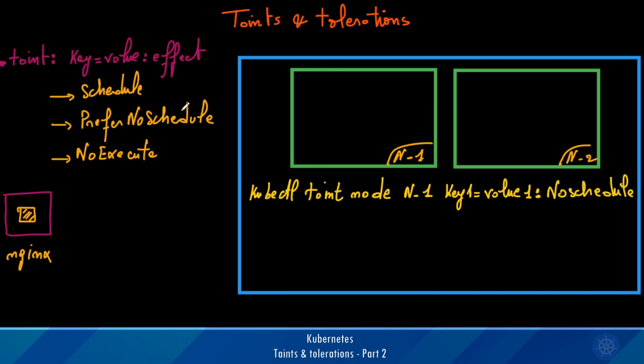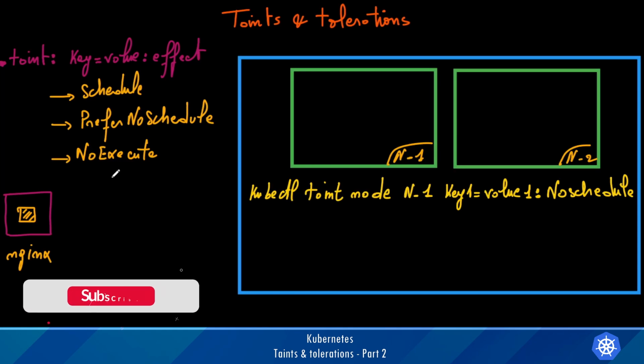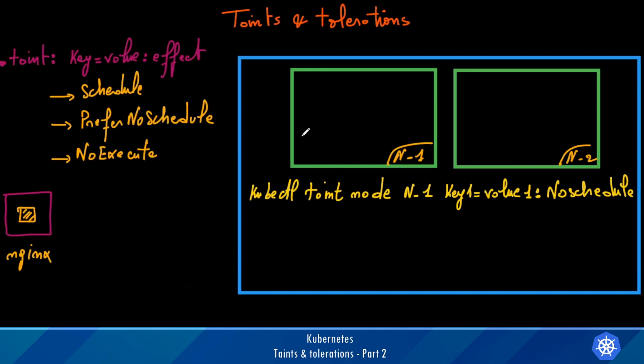Hi, so we will continue learning taints and tolerations, and in this video we will see how we can tolerate a taint. For example, if we want to deploy this pod to the Kubernetes cluster, we will see how we can tolerate this taint set on the first worker node. So we allow the scheduler to schedule this pod on the first worker node.